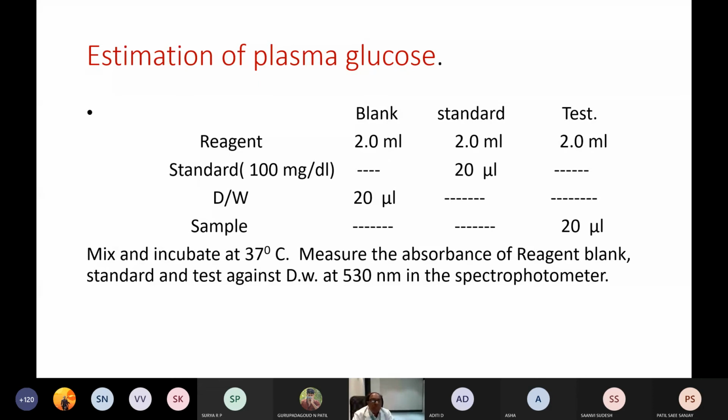Then we will measure the absorbance of the reagent blank, standard and test against distilled water at 530 nanometer on the spectrophotometer. In some places it can be measured even at 505.